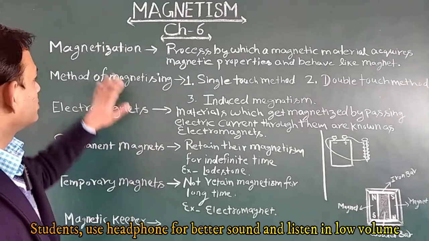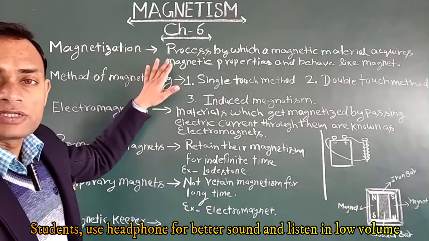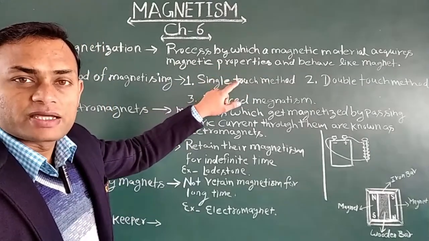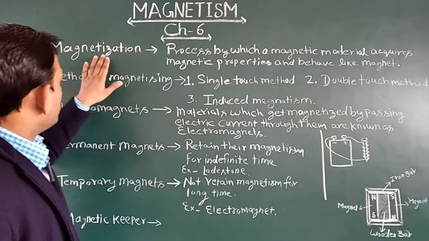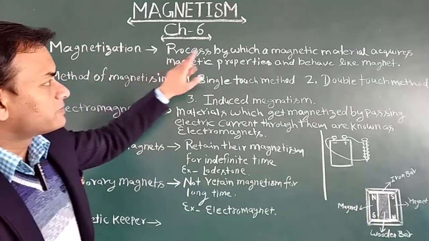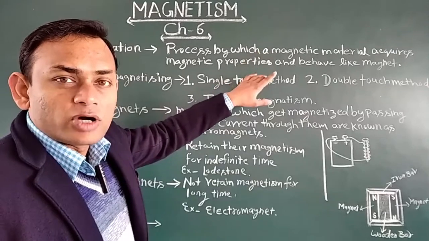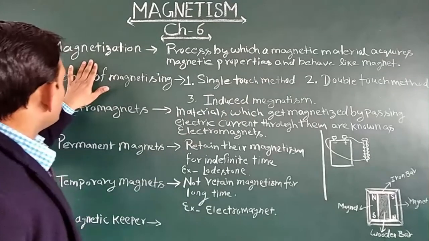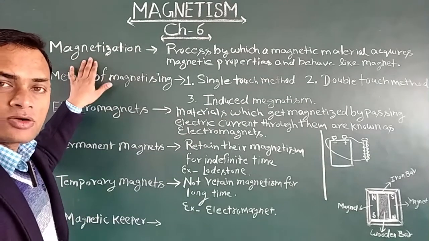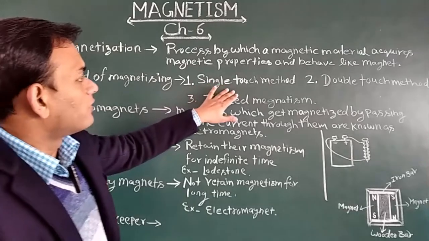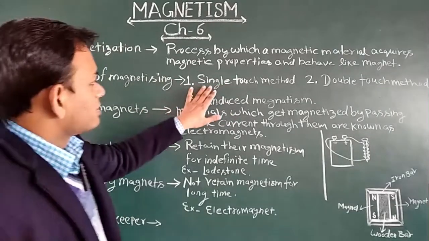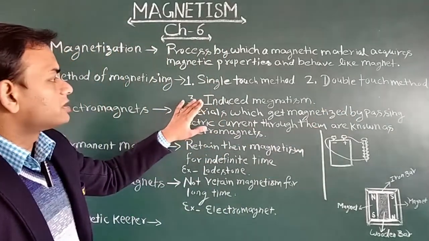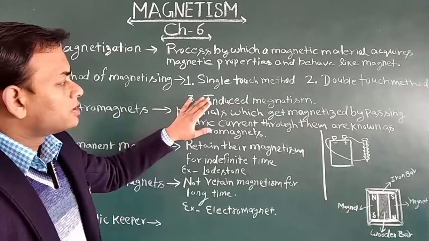First of all, what is magnetization? The process by which a magnetic material acquires magnetic properties and behaves like a magnet is called magnetization. Got it? And there are three methods of magnetization: the single touch method, the double touch method, and the induced method, or induced magnetism.